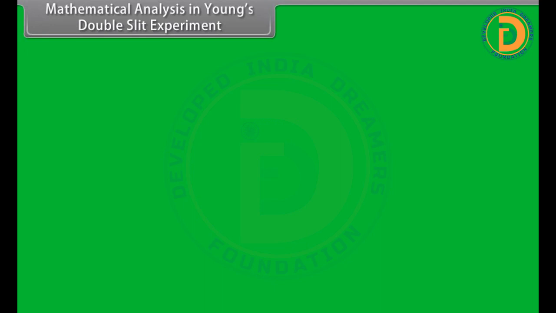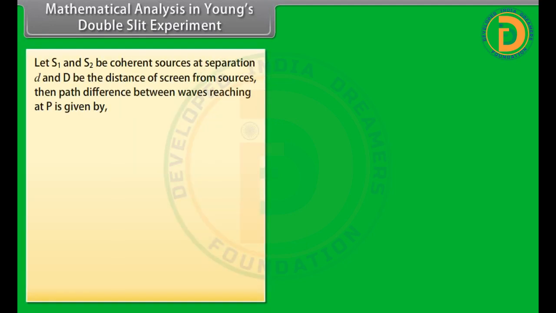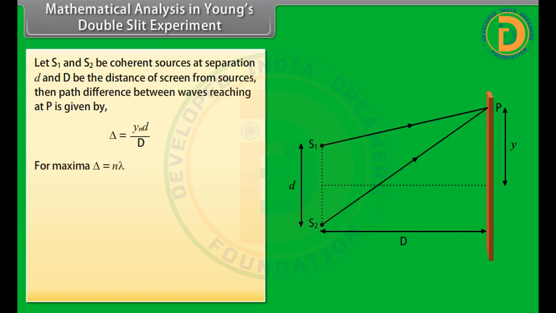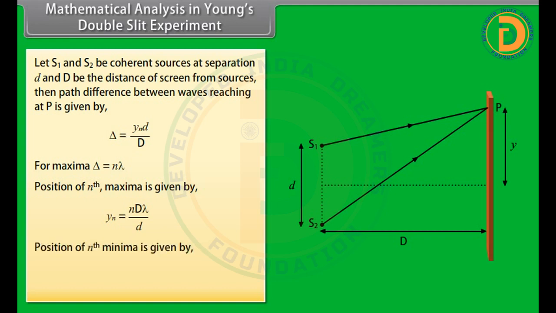Mathematical analysis in Young's double slit experiment. Let S1 and S2 be coherent sources at separation d and capital D be the distance of the screen from the sources, then the path difference between waves reaching at P is given by the product of yn and d divided by capital D. For maxima, delta is equal to nλ, and the position of the nth maxima is given by nDλ upon small d. The position of the nth minima is given by (n minus 1/2) into Dλ upon small d.